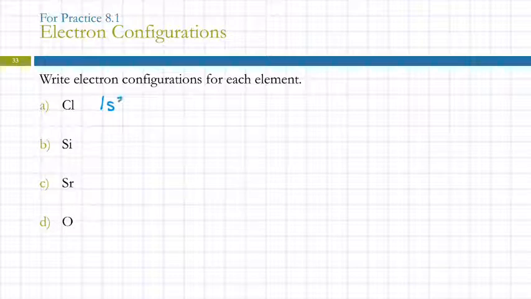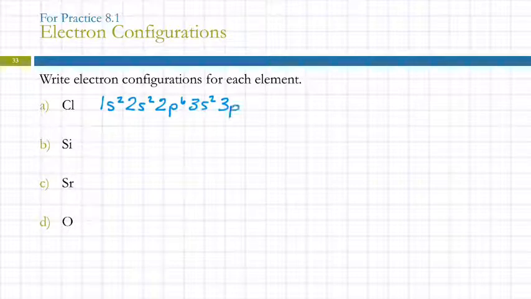So 1s2, 2s2, 2p6, just going across the periodic table, 3s2, 3p5. You can check yourself by adding up the superscripts. They should add up to the atomic number for chlorine, which is 17.